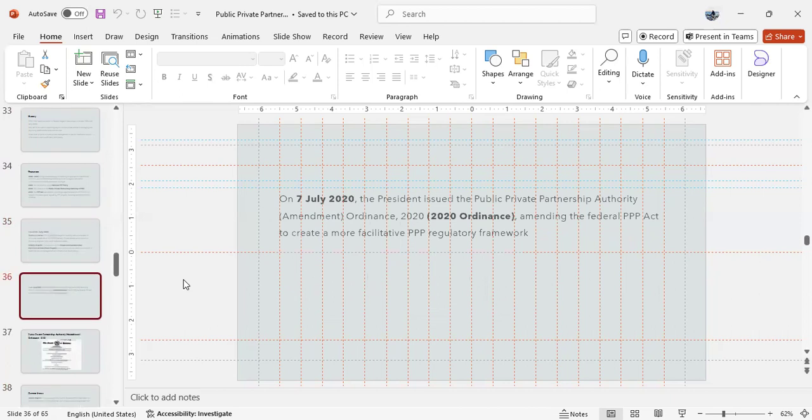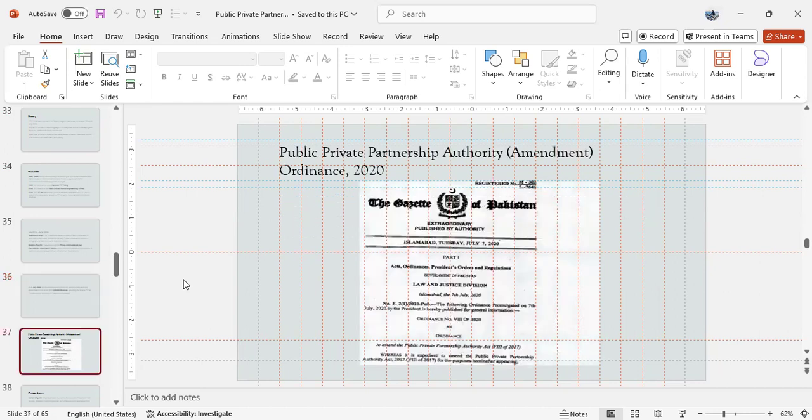On July 7, 2020, the President issued the Public-Private Partnership Authority Amendment Ordinance 2020, also known as the 2020 Ordinance, amending the Federal Public-Private Partnership Act to create a more facilitative public-private partnership regulatory framework. This is the 2020 Ordinance.